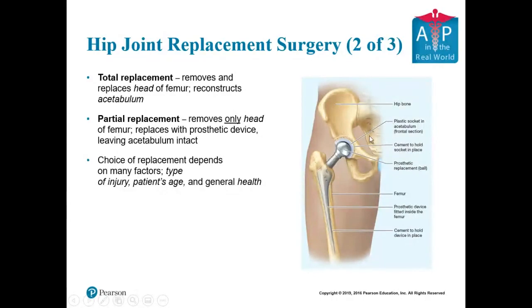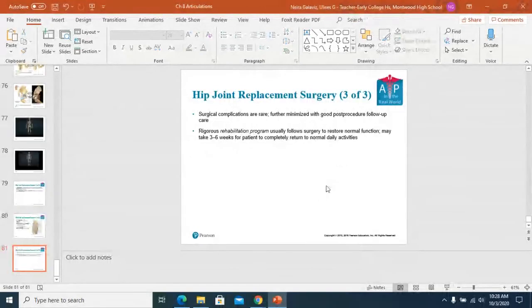There's also partial replacement, which removes only the head of the femur, right? And then replaces it with a prosthetic device. For the most part, they use titanium, but nowadays, with advancements in medicine, there's many more options.